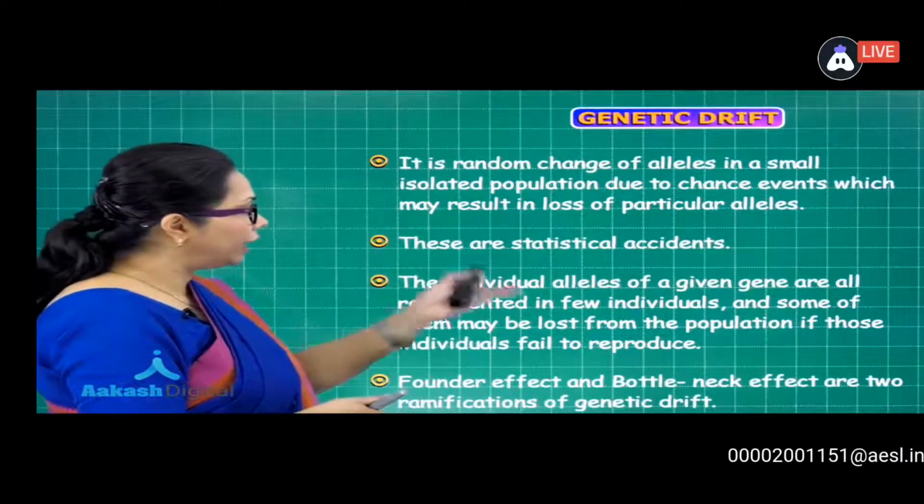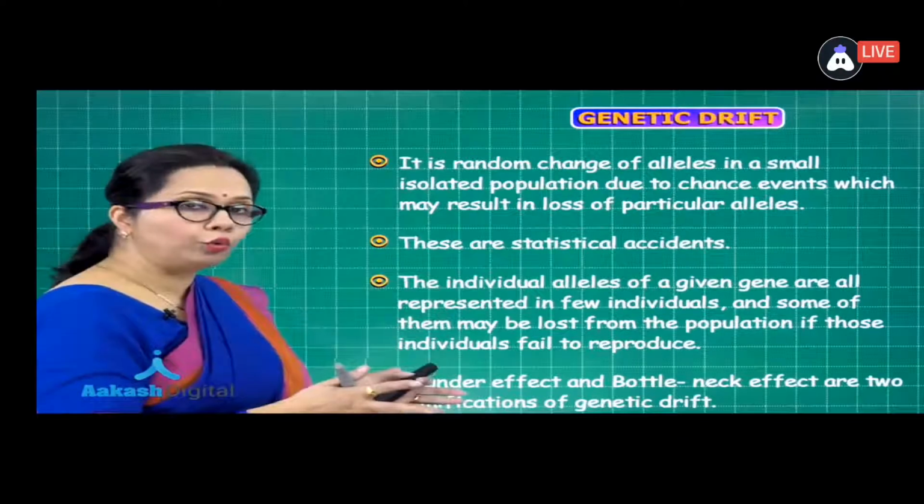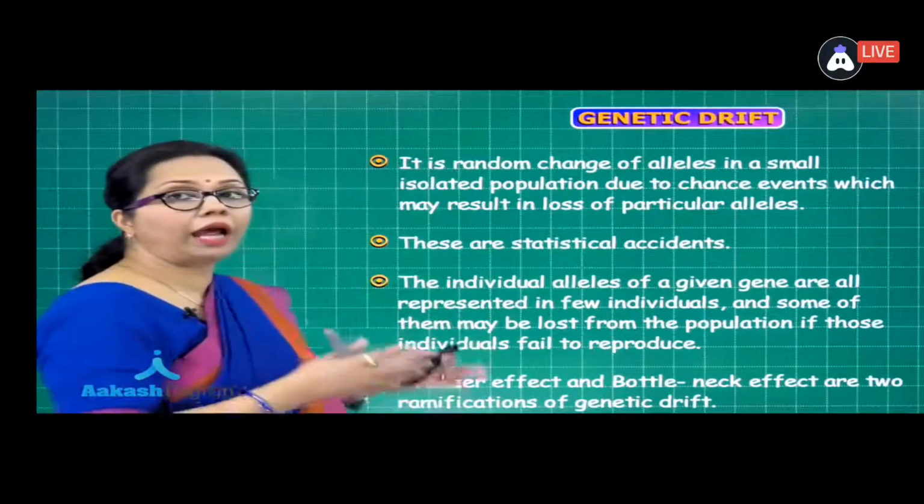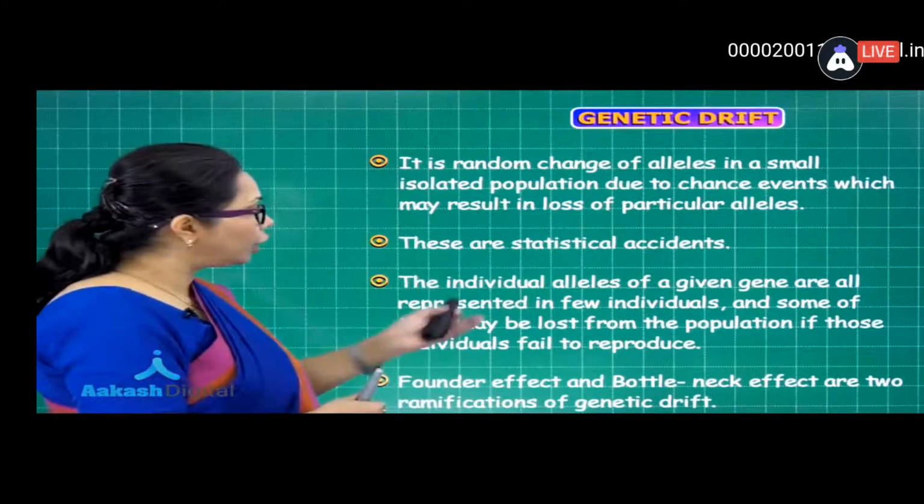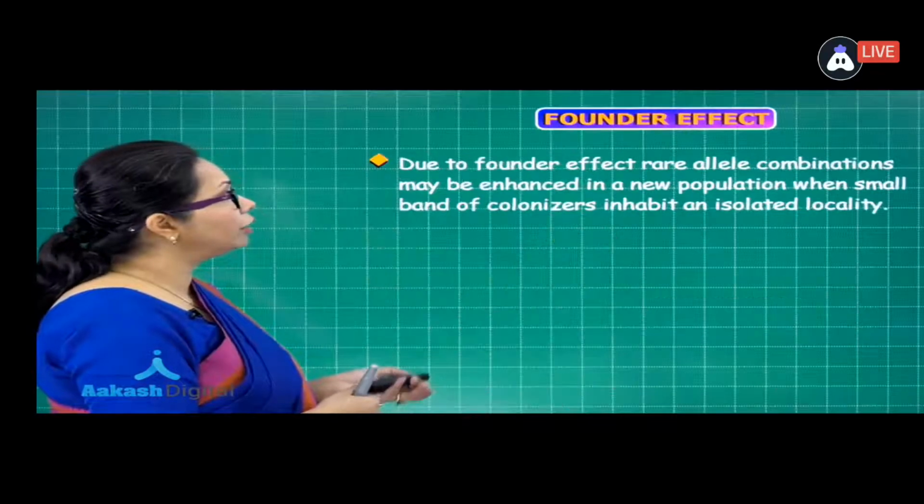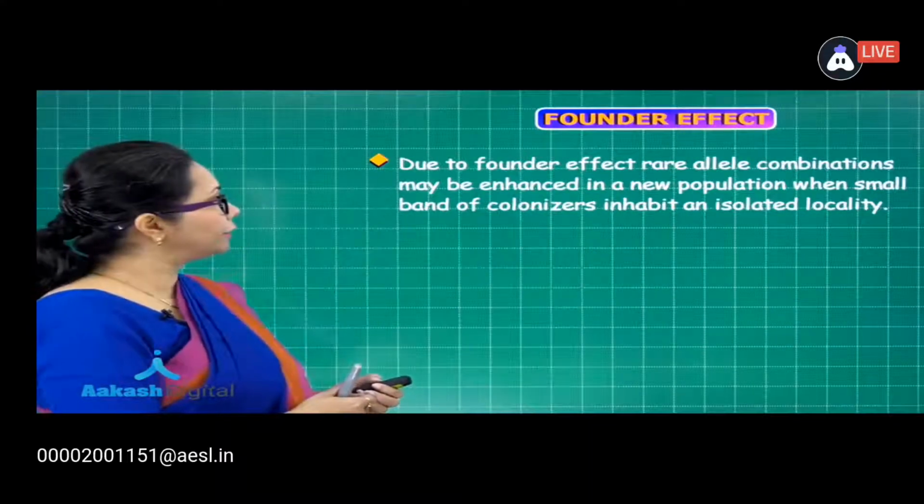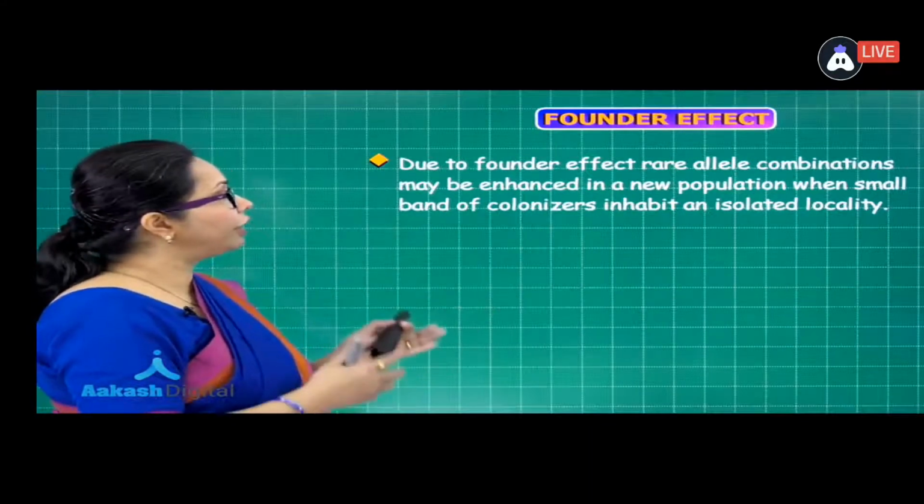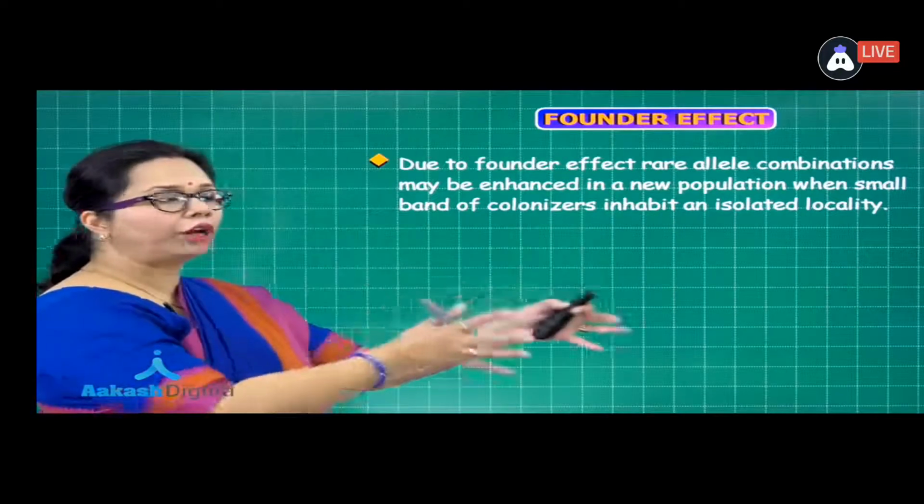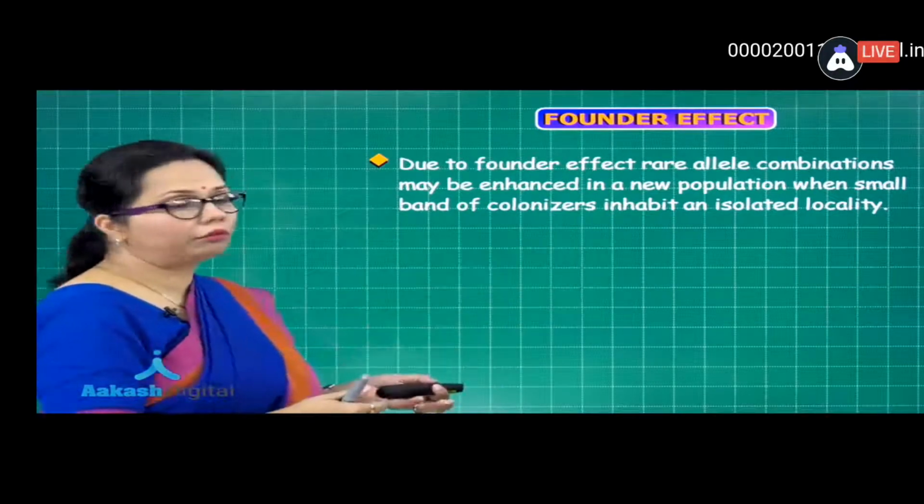And this genetic drift can operate in two ways, which are founder effect and the bottleneck effect. So let us take each one of them one by one. First of all, the founder effect. Now founder effect is when few individuals move from one location and colonize another region.